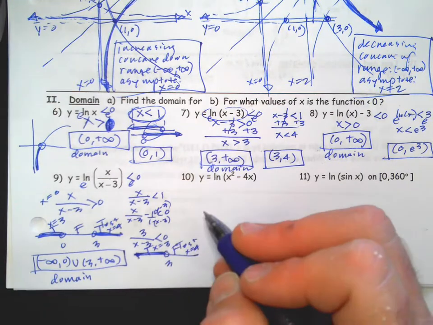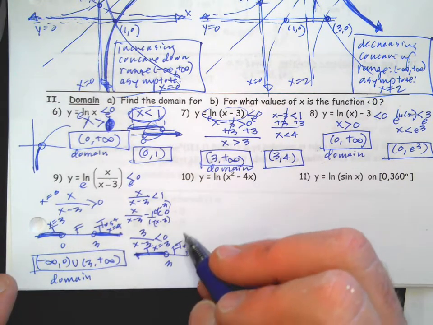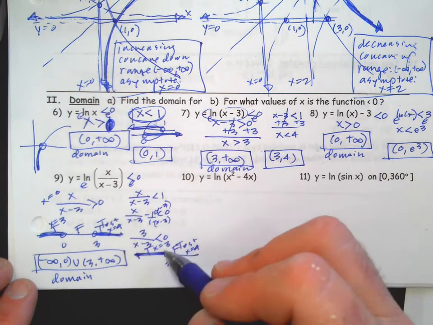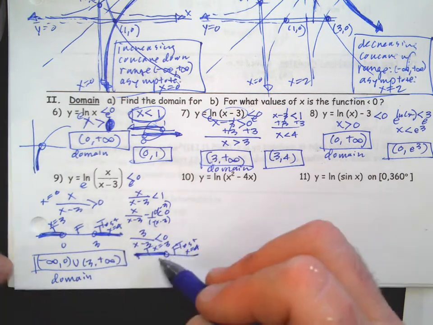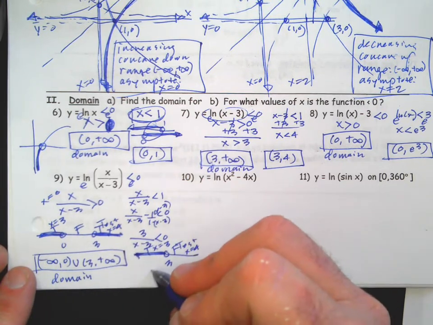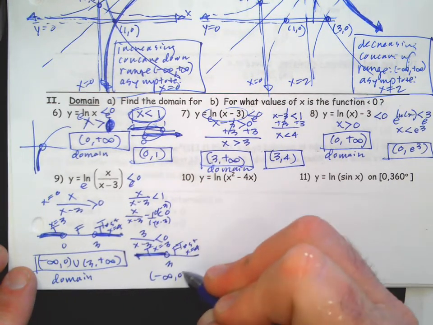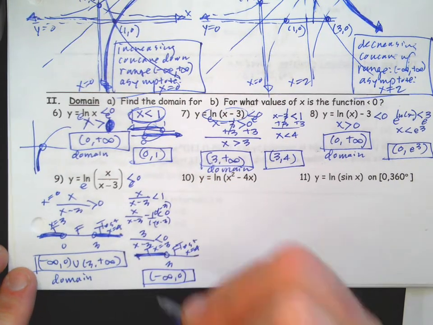So where do these overlap? Well, this one's to the right of 3, this one left of 3, but I think these parts right here, from negative infinity to 0, they overlap. That's your answer.